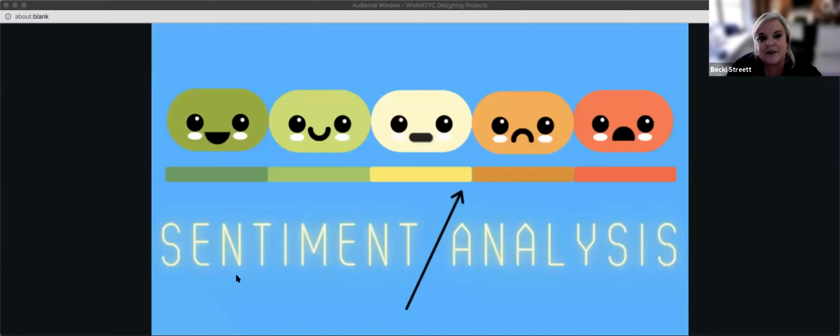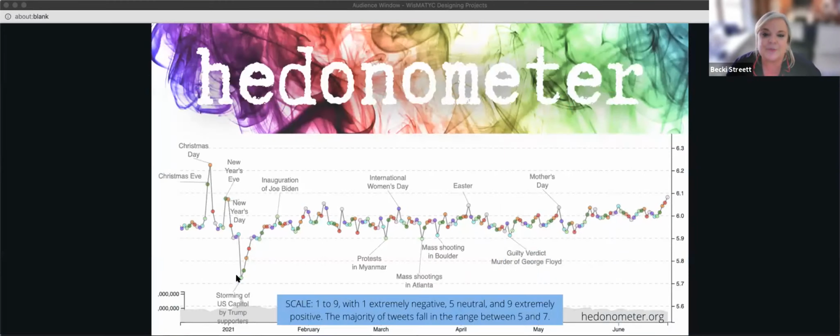So another one of my favorite projects is about sentiment analysis. And the hook for this project is from hedonimeter.org. And if you've never played around with this website, you totally should. It is so cool.